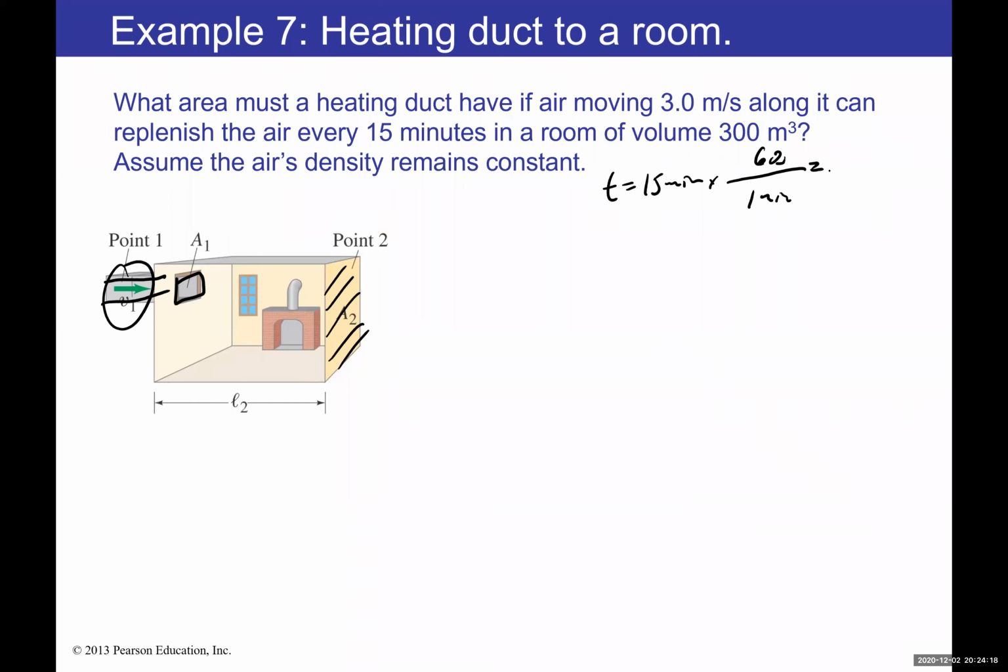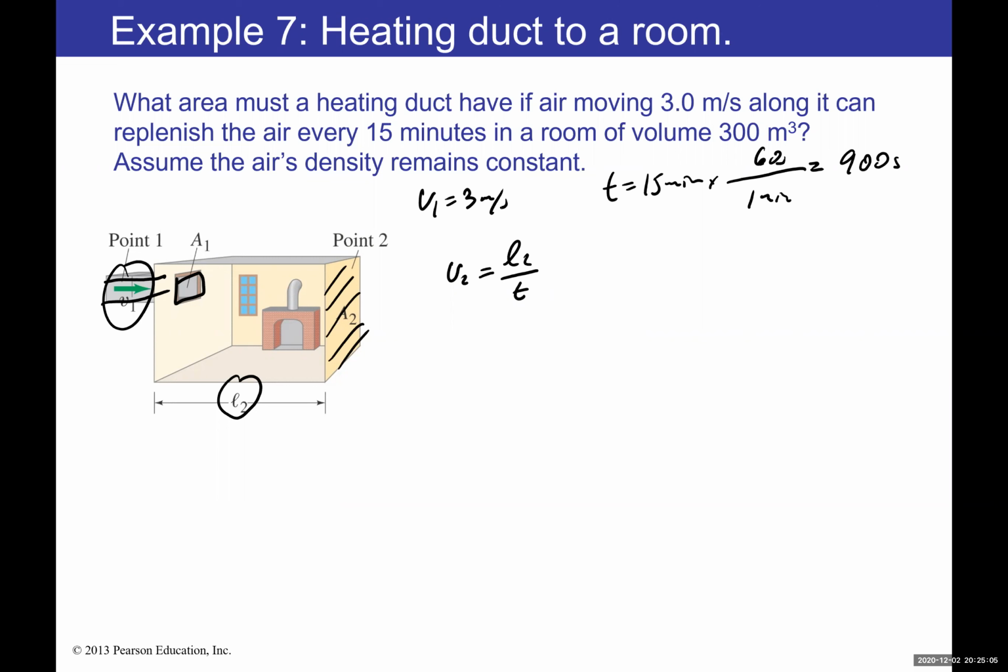So to get this as 900 seconds, that means we get the time. And then we can look at this V2. Since we're given this length L2, V2 is equal to the distance over time. That means it's basically L2 divided by time. V1 is given as 3 meters per second. And then we can take V2 to be this distance over time, so L2 over T.